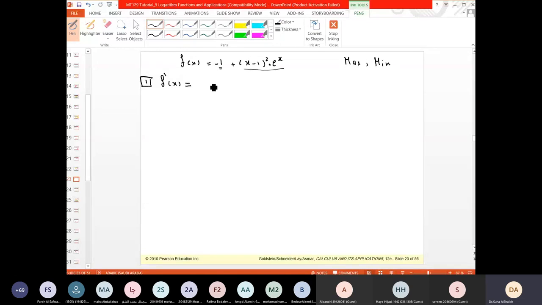So we use the multiplication rule. It's the derivative of the first, which is 2 times (x minus 1) to the power 1, times the second, plus the first, which is (x minus 1) squared, times the derivative of the second. The derivative of e^x is e^x. And this is the derivative, simply. I have to let this equal 0 and solve it.